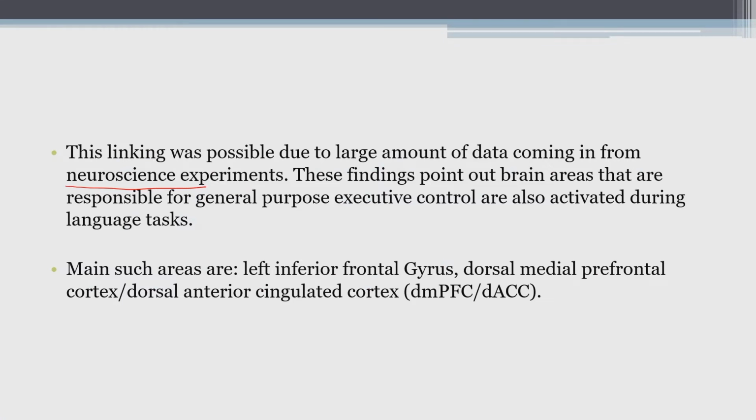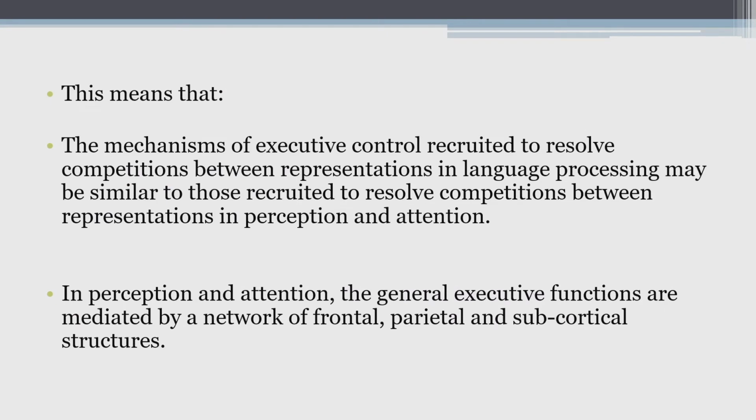We have already seen, but just to remind you, these are the left inferior frontal gyrus, the dorsal medial PFC, as well as the dorsal anterior cingulate cortex, the dorsal ACC. We have already looked at these areas. So, the fundamental thing that we are trying to drive home here is that mechanisms of executive control are recruited to resolve competition between representations in language. It can be phonological representation, semantic representation, syntactic representation and so on.